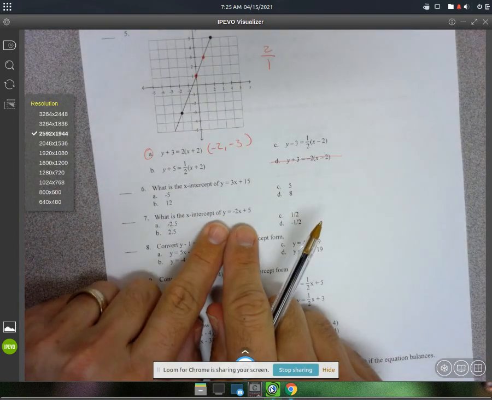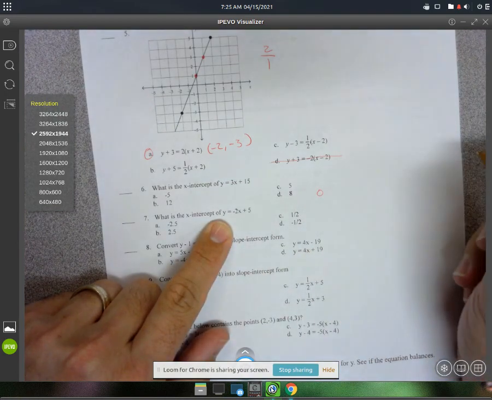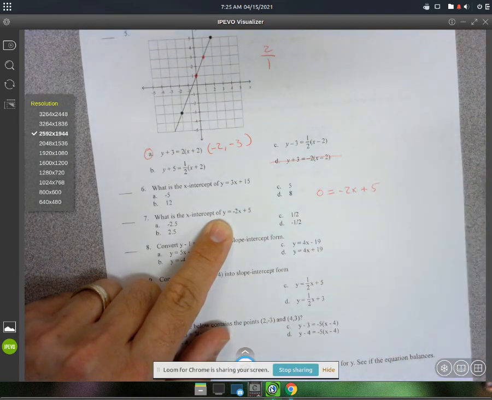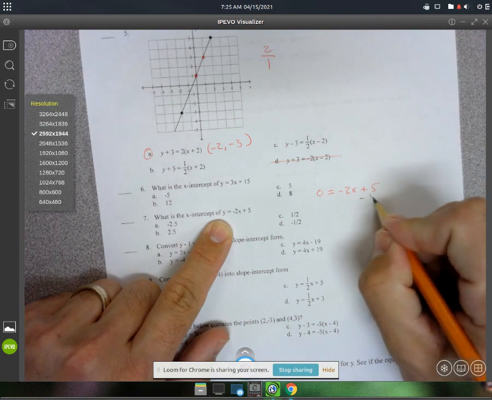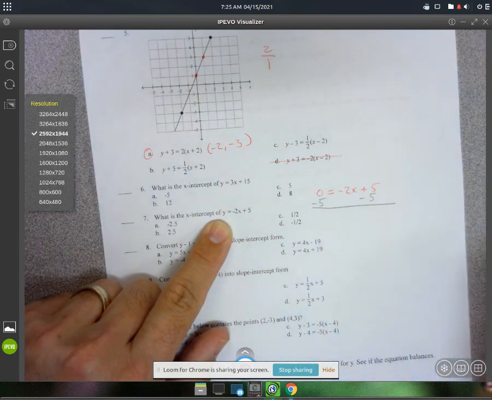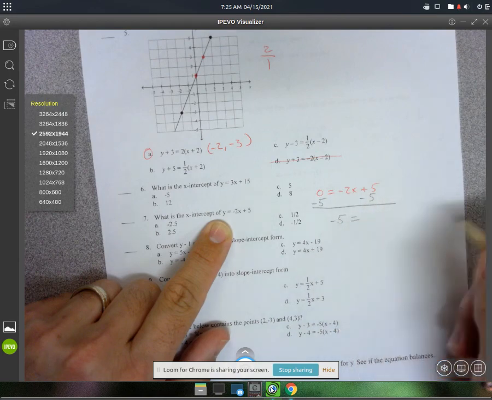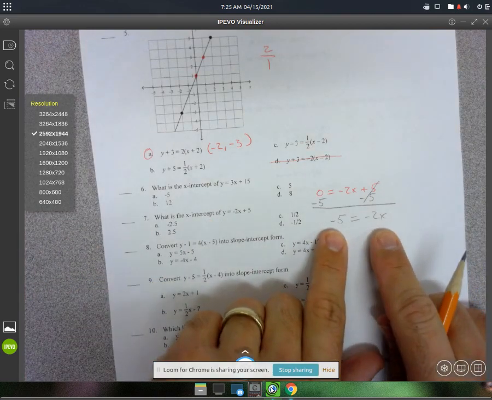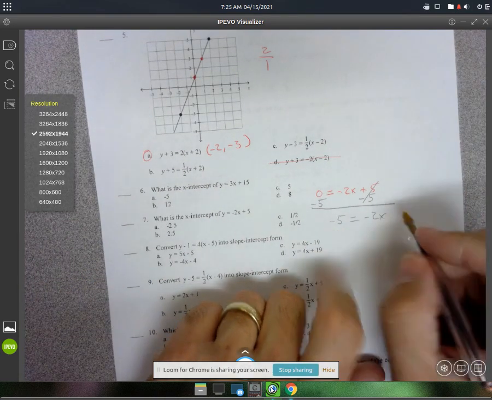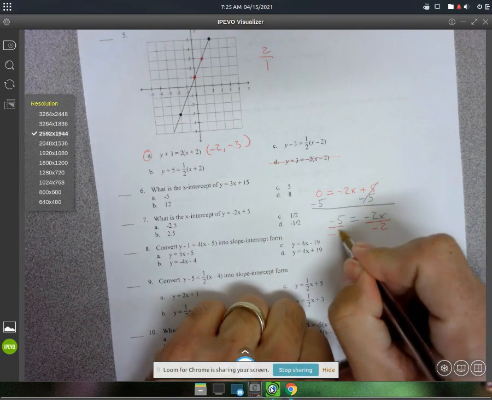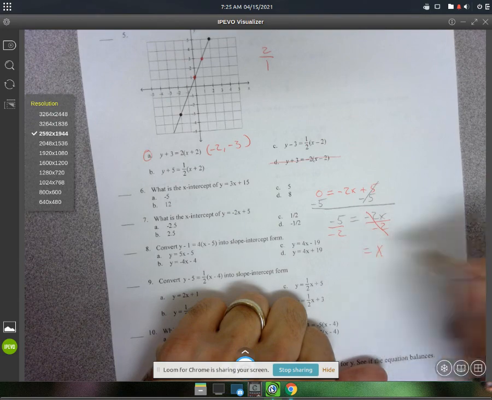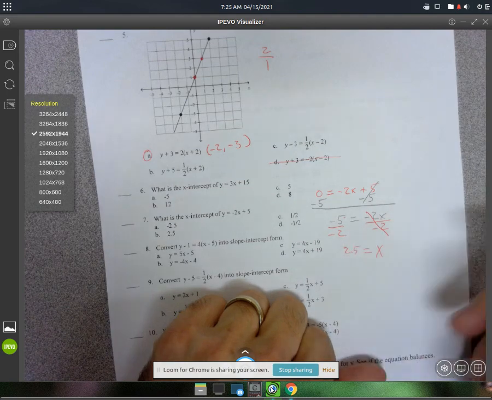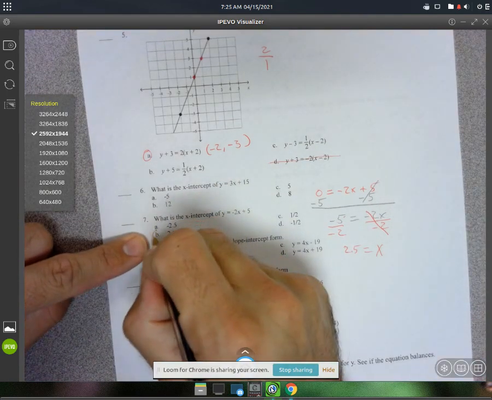Number 7. What is the x-intercept? I'm going to plug in 0 for y. That's how you find an x-intercept. And then we're just going to solve this little equation here. Got to move my 5 over. That's going to give me negative 5 is equal to negative 2x. We've got two negatives, so the answer is going to end up being positive here. Divide by negative 2, divide by negative 2, and you'll get x equals whatever negative 5 divided by negative 2 is, which is 2.5. Okay, so 2.5 would be option B.